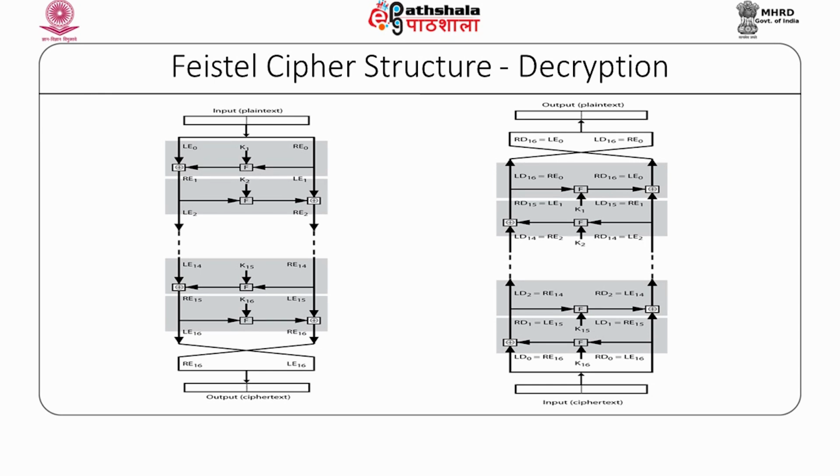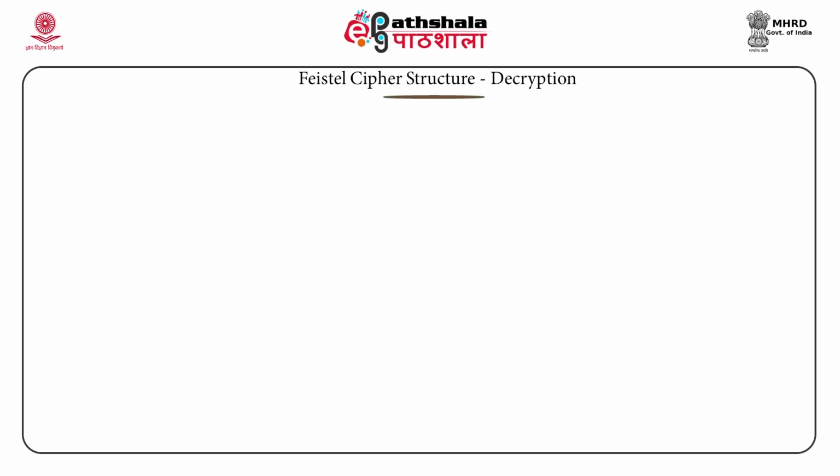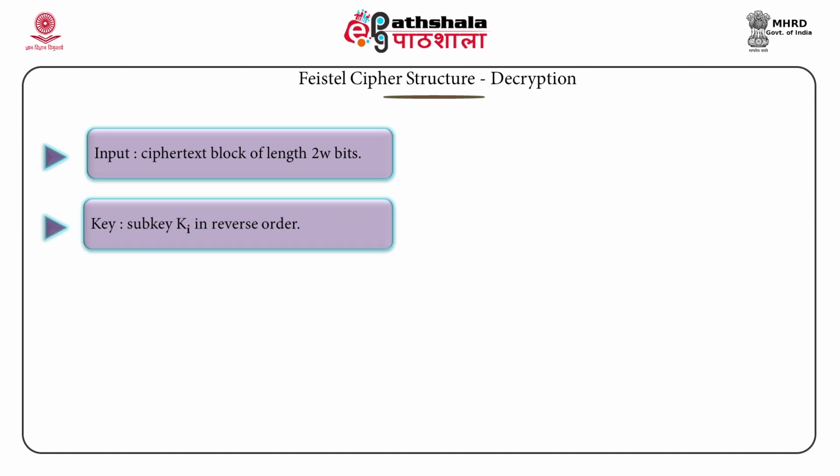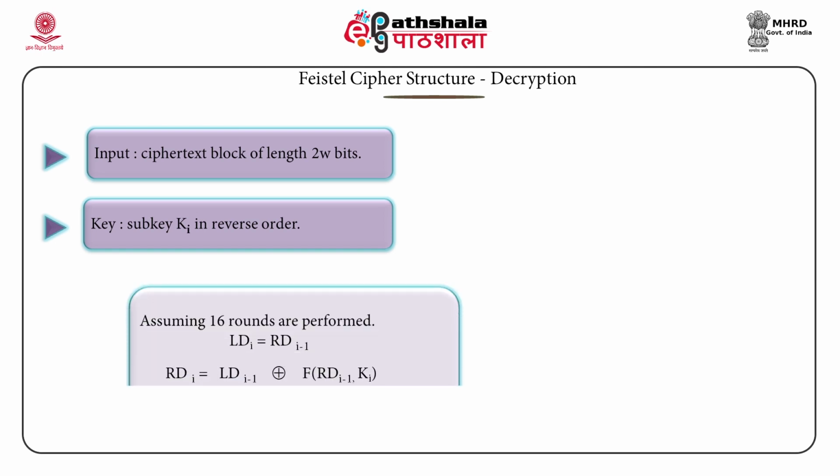Feistel cipher structure decryption. For decryption, the input is the ciphertext block of length 2W bits and the key, with subkeys Ki in reverse order. So if we applied K1, K2, K3 up to K16 in encryption, in decryption we use K16, K15, K14 down to K1. Assuming that 16 rounds are performed, the general structure is LDi equal to RDi-1. We are talking about decryption.